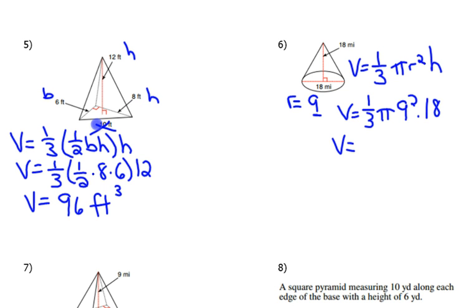And again, it doesn't tell me to round, so I need to multiply through and write out all of those decimal places. So we're getting 1,526.81403 miles cubed.